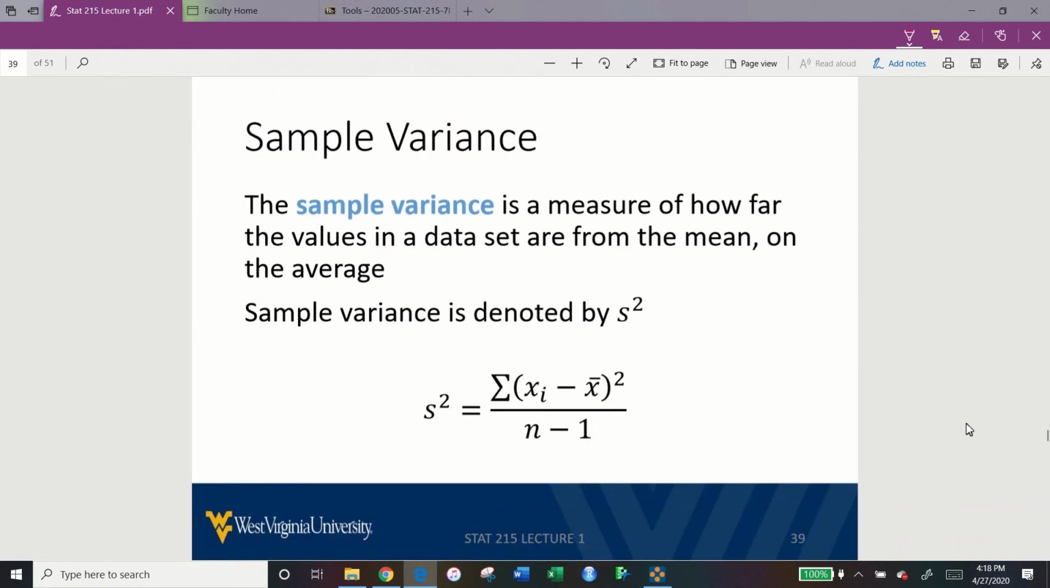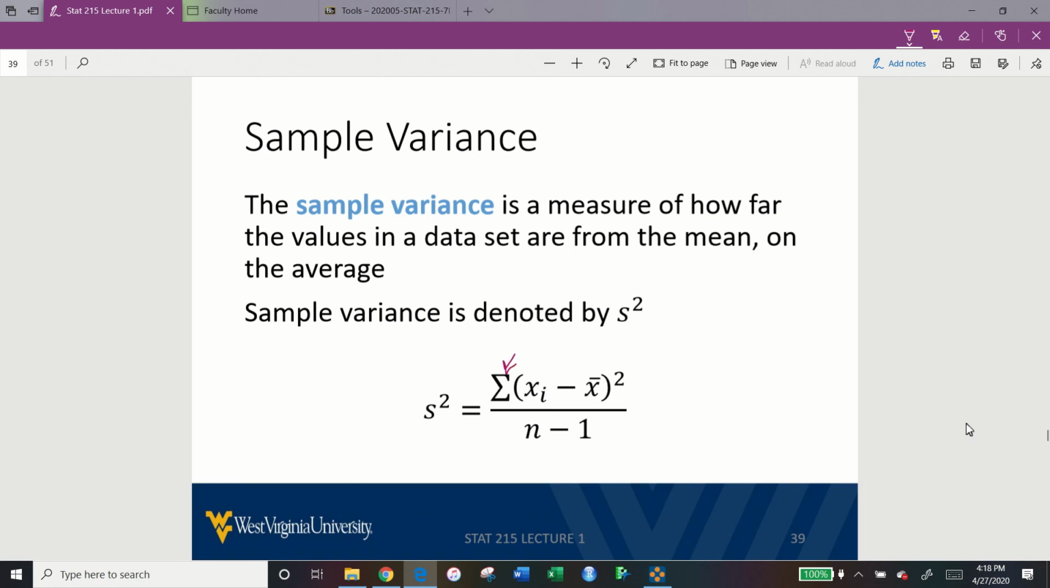Now, to finish up our discussion of spread, let's talk about sample variance and sample standard deviation. The sample variance is a measure of how far the values in a data set are from the mean on average. The sample variance is denoted by S squared. And S squared is equivalent to the summation of the quantity of xi minus x bar quantity squared all over n minus 1. Now let's take a second to review some of this notation.